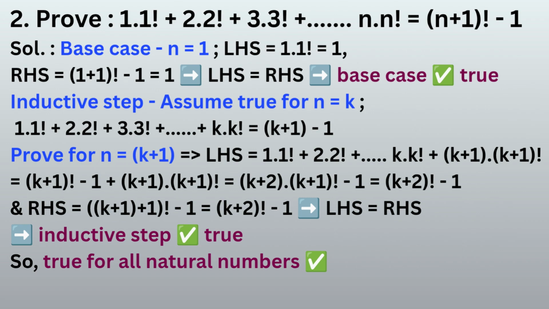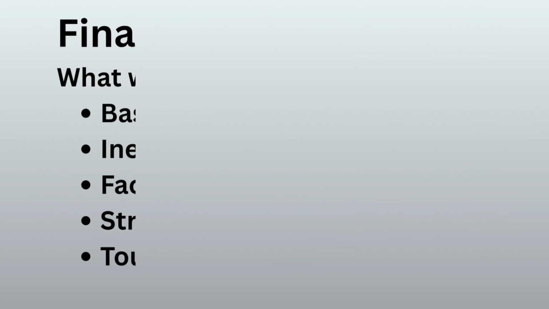Next, induction hypothesis. Assume the statement holds for some k. Now prove for k plus 1. Using the hypothesis, the sum up to k is k plus 1 factorial minus 1. So the sum up to k plus 1 is k plus 2 times k plus 1 factorial minus 1, which is equal to k plus 2 factorial minus 1, which is the RHS with n equal to k plus 1. Thus, by induction, the identity is true for every natural number n.